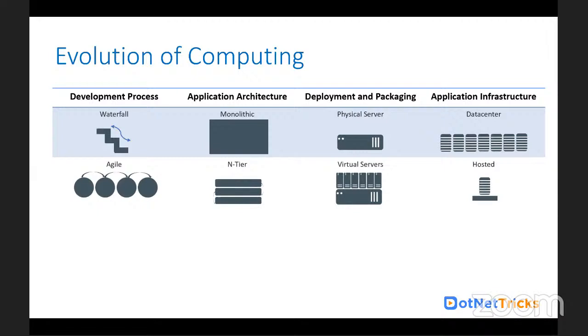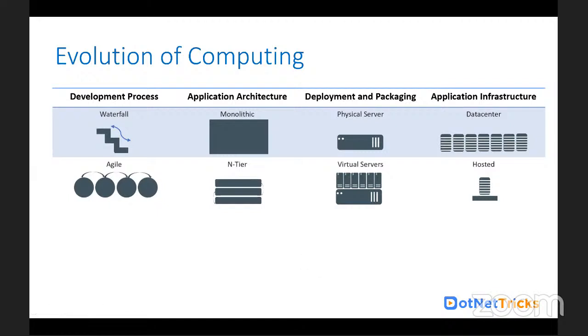the people started to follow agile as a development process, and in the application architecture, we started to follow the n-tier architecture for building our application. There you can create a data access tier, a business tier, a presentation tier, and whatever tiers you are willing to create in your application based upon the requirement. For deployment, instead of having a separate physical server for each application, we started to use virtual machines. With the help of virtual machines, we can isolate various applications on the same physical server and deploy them.